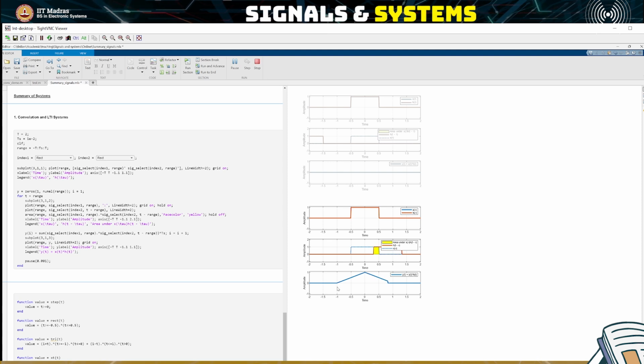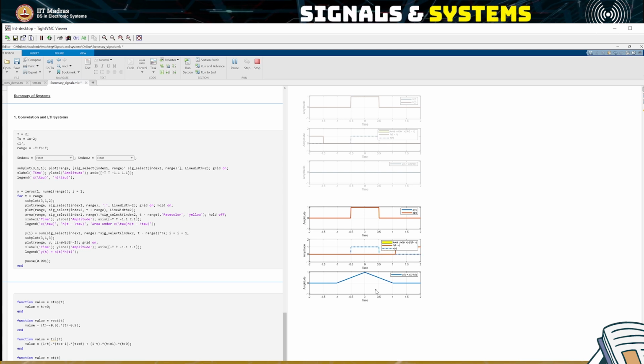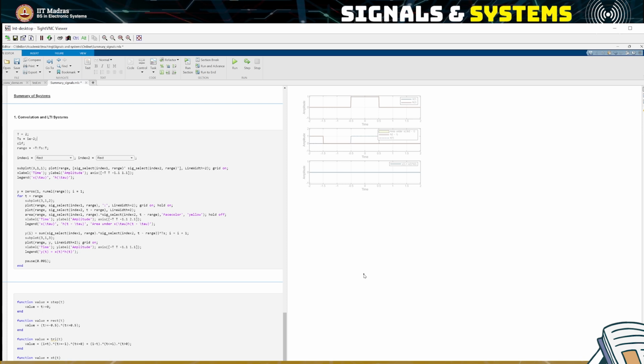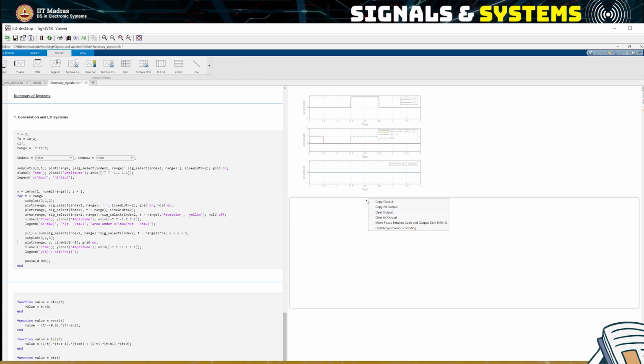So clearly this follows the property that we saw, that the output is always going to be within the limit of t1 plus t2. The input signals had a time duration of 1 second and 1 second, and the output here has a time duration of 2 seconds.